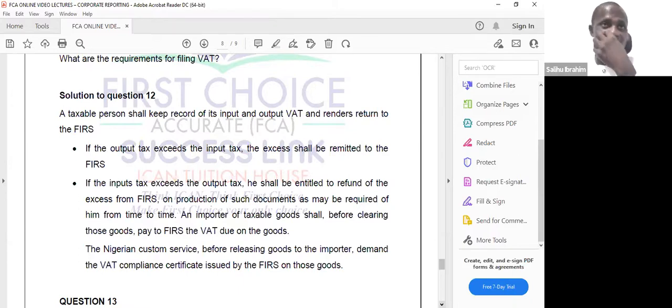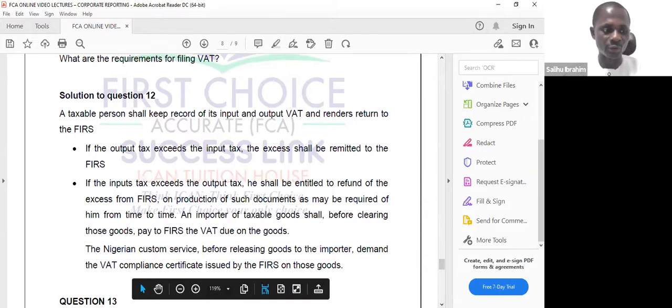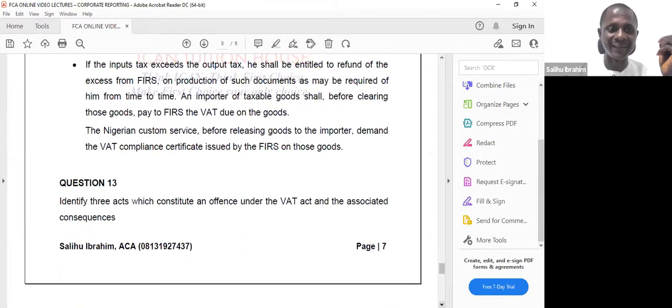You still fill those things online. The moment you put in your sales and your purchases online, automatically the value added tax will be generated for you. It will be computed automatically. So you print the page for payment, go to the bank, or you use a remitter to make payments, either in the bank or through your internet banking application. So that is the process of remitting your VAT.